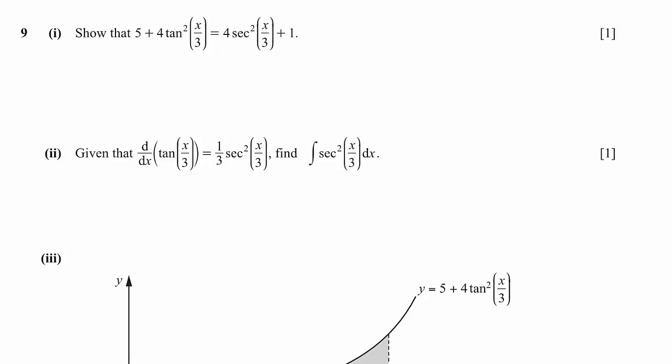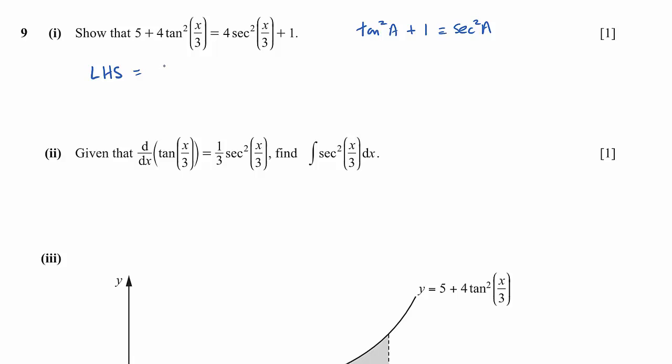So question 9, part 1, we want to show that 5 plus 4 tan squared x over 3 is the same as 4 sec squared x over 3 plus 1. So let's start with the left-hand side of that. Now we know that tan squared a plus 1 is the same as sec squared a.